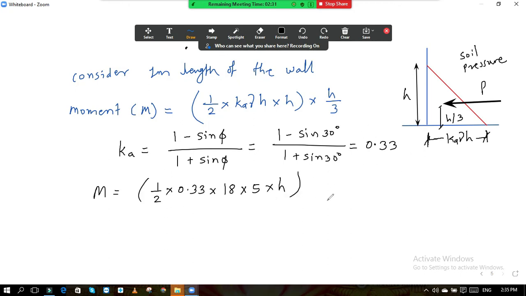And this should be multiplied by H by 3, that is 5 by 3. Here H is also 5, multiplied by the centroid. It is acting at the centroid, so 5 by 3. After solving this, we will get the answer. It is 125 kilonewton meter. So we will calculate the ultimate moment then.